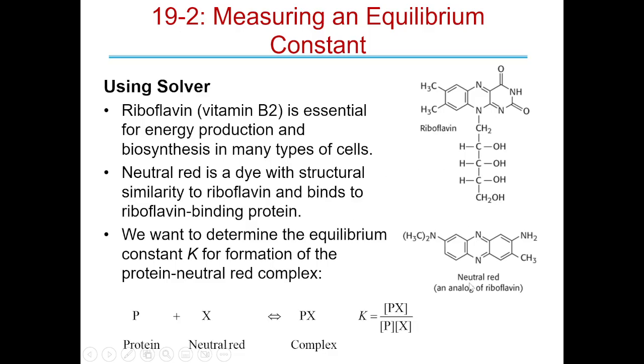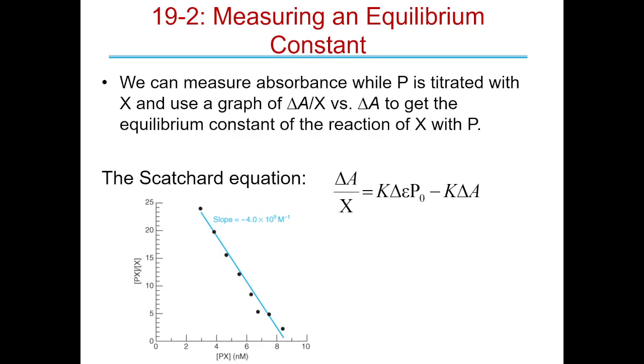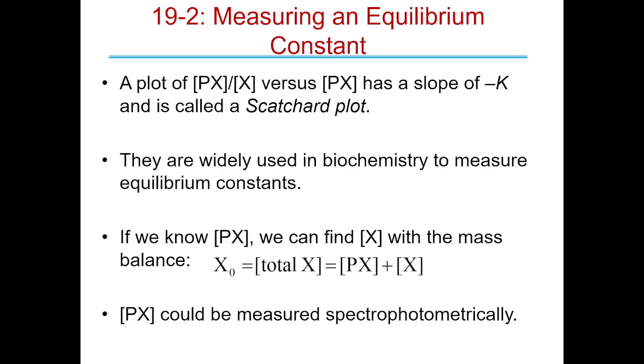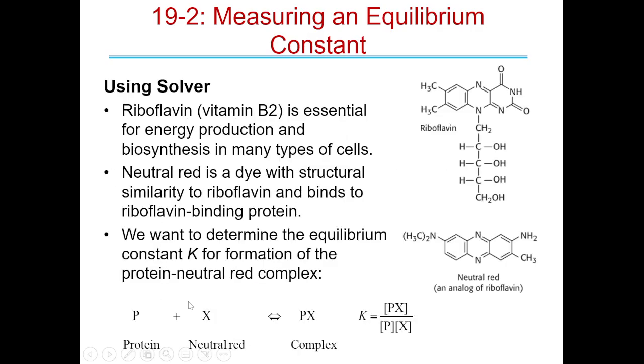We want to determine the equilibrium constant, K, for the formation of the protein and neutral red compound. So here would be a protein that would normally bind to riboflavin. We're binding it with neutral red. This is how you would set this up normally. Note, by the way, P was always used because the most typical way of using this is for protein, right? And then X is whatever the protein binds, right? And it forms some complex.